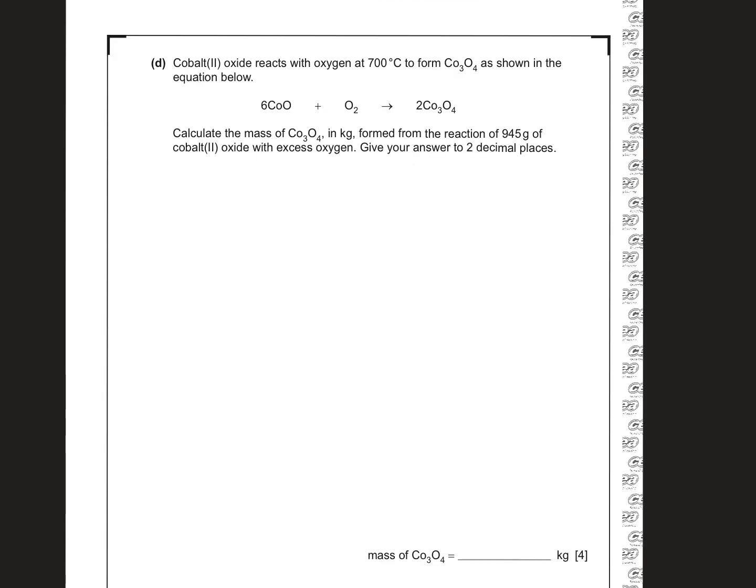D, so let's see, we've got a reacting mass calculation. Calculate the mass of the cobalt oxide or cobalt 2 oxide in kilograms. Okay, so we need to remember that. From the reaction of 945 grams of the cobalt 2 oxide. Okay, so I'm just going to draw or write out those two parts.